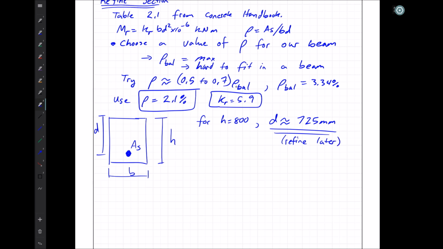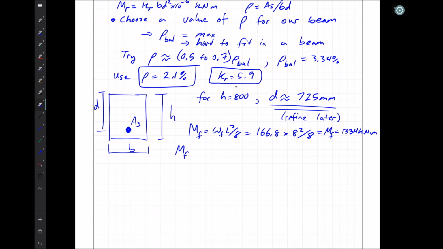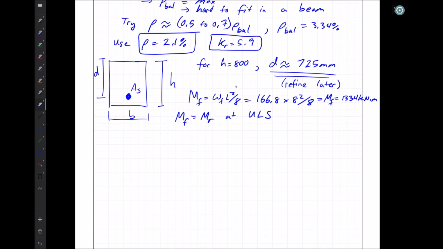Now we can use our Kr equation. So first off, let's find MF, our factored moment, is WFL squared over 8. And we already have a WF value, 166.8 kilonewton per meter times 8 squared over 8, giving us MF, our factored moment, of 1,334 kilonewton meters. Since MF is equal to MR at our ultimate limit state, meaning where we design to, we are breaking the concrete beam, so factored moment is equal to factored moment resistance.